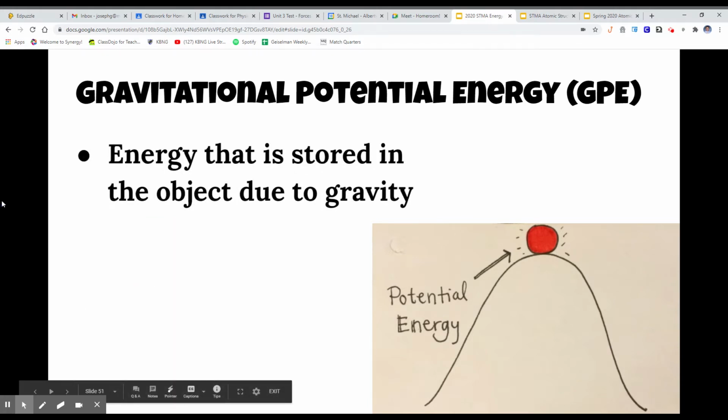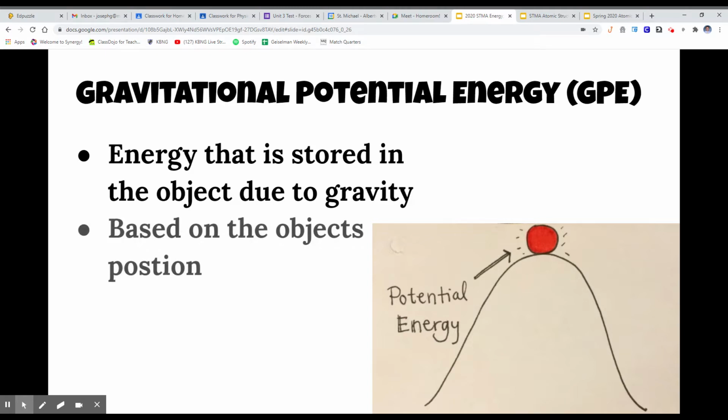So what is gravitational potential energy? It is the energy that is stored in an object due to gravity. So where it is in relation to a reference point or how high off the ground it's going to be. The higher off the ground or higher off of that reference point, the more energy it's going to store in it, because the force due to gravity is always pulling down on it. So it's going to have some energy in it that is related to its height, right?